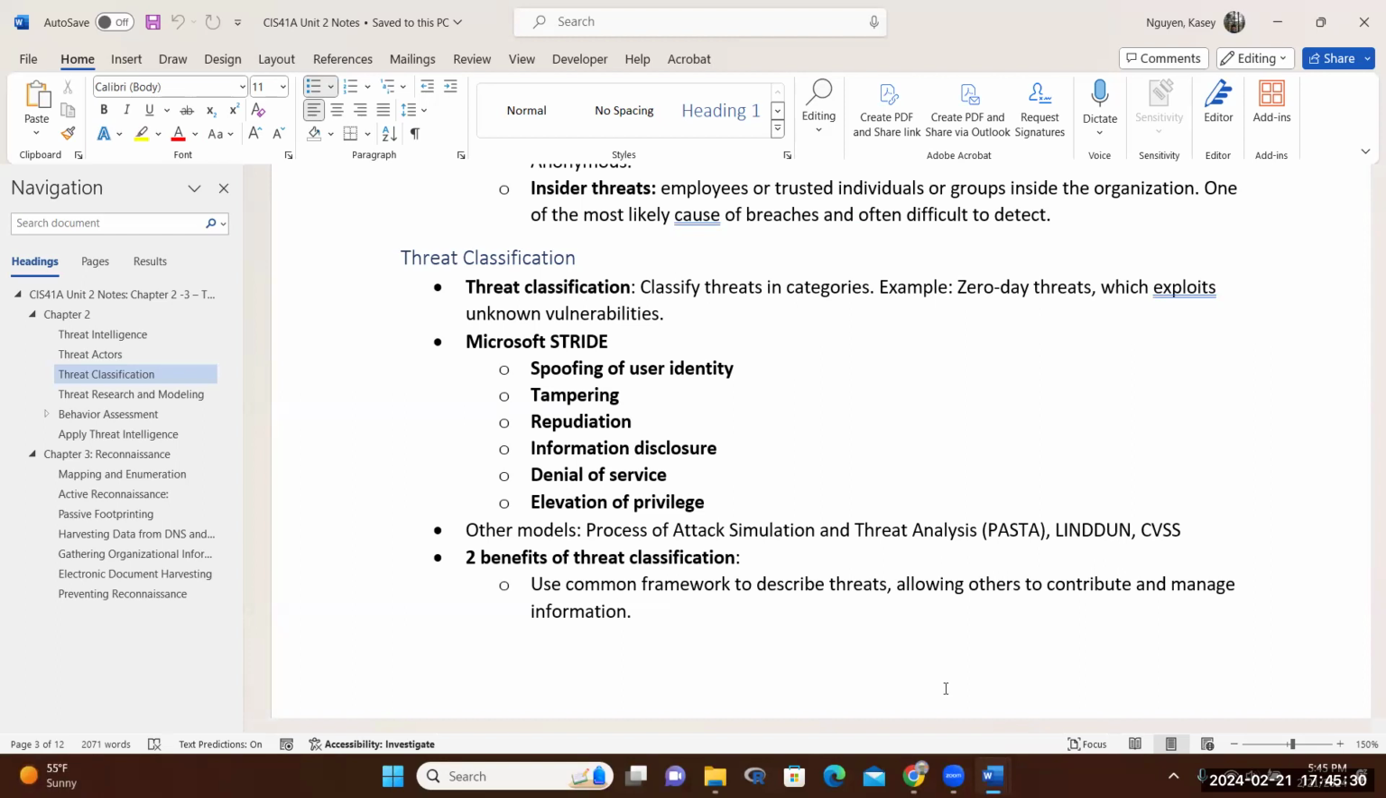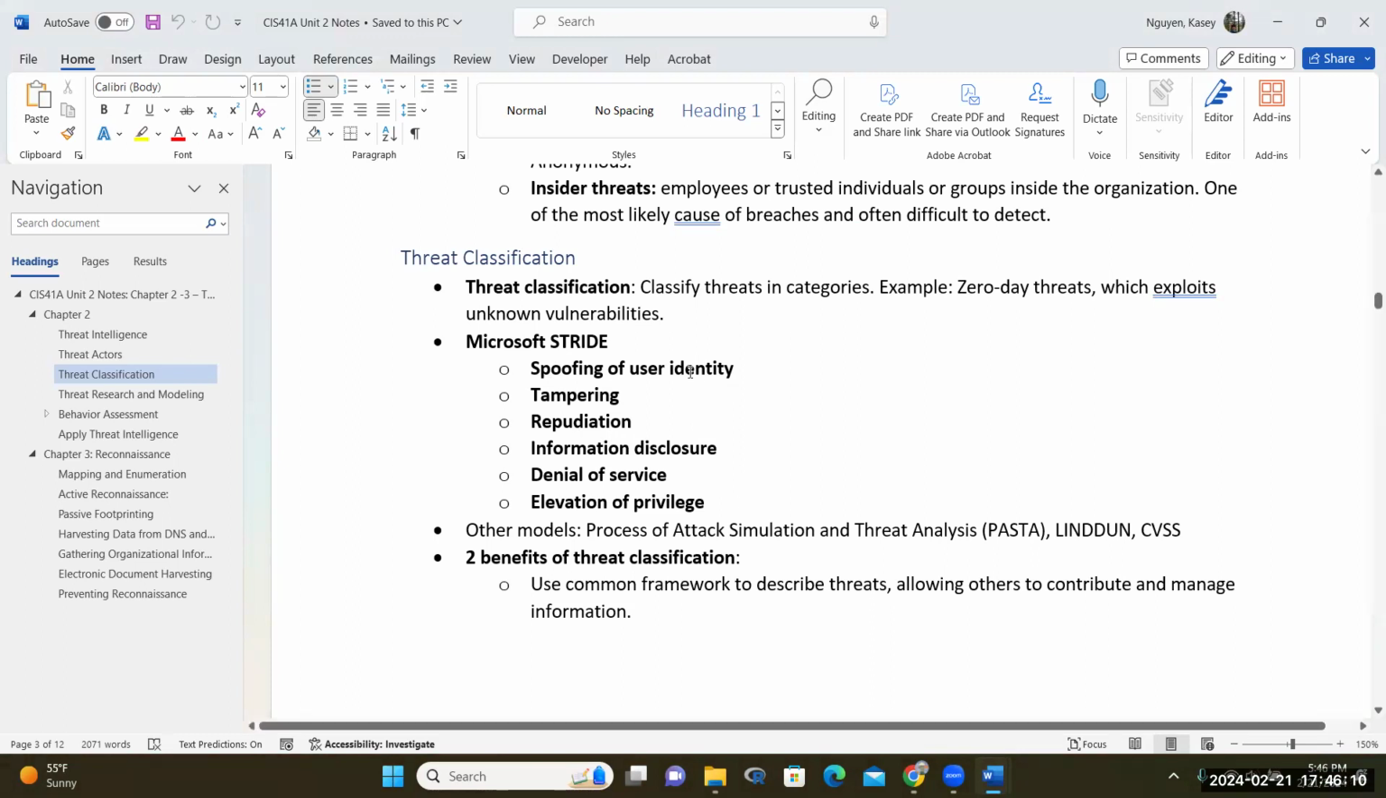So we are going to first start with categorizing the threat, such as 0-day threats, right? Those are exploiting unknown vulnerabilities, or known vulnerabilities that are not fixed out of the box in OSs, in software, in cars, on computer systems. So for Microsoft, STRIDE stands for spoofing, tampering, repudiation, information disclosure, denial of service, and elevation of privilege.